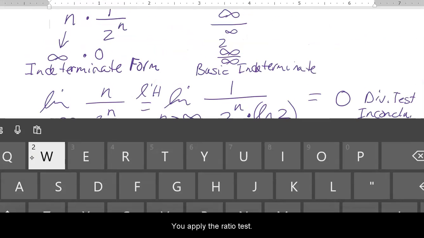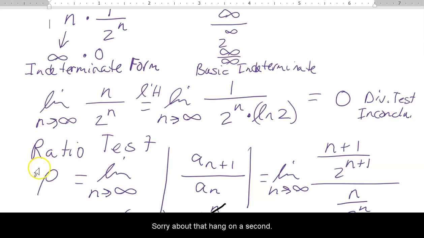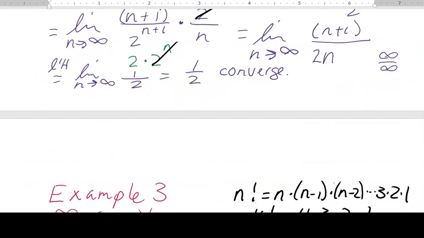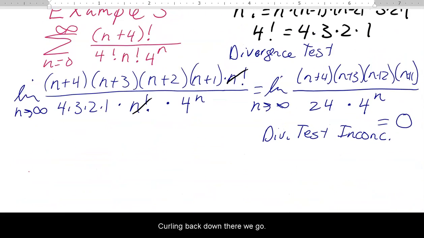To apply the ratio test, sorry about that, hang on a second. Scrolling back down, there we go.